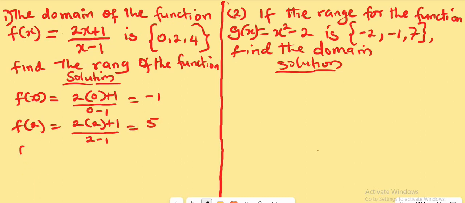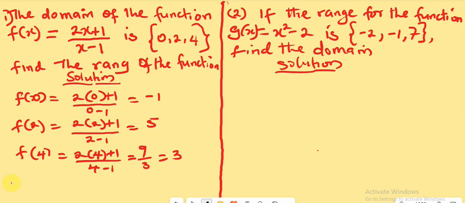So the third one is going to be 4. This is 2 multiplied by 4 plus 1 divided by 4 minus 1. This is going to be 9. 2 times 4 is 8 plus 1 is 9. 9 over 3, that's going to give me 3. So I have 3 numbers. These numbers are actually the outputs, also known as the range.